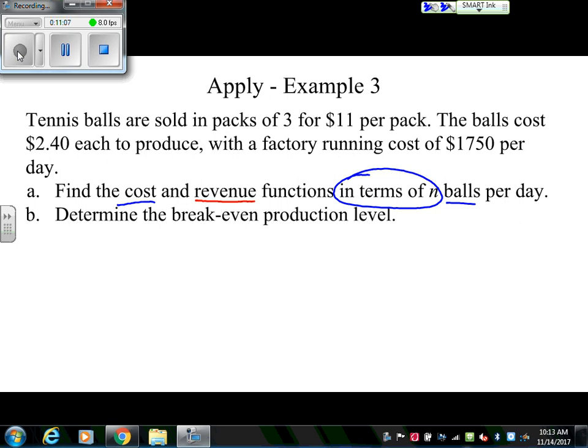So let's start with the cost one. Well, what information do we have about costs? Well, we know they each are $2.40 to produce. So each ball, and again, we're representing the number of balls with an N.